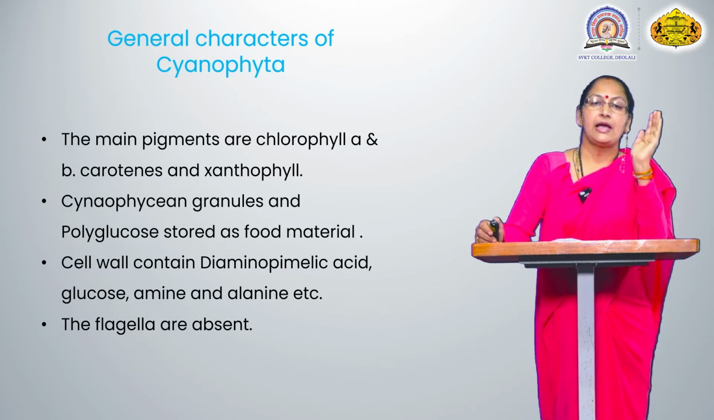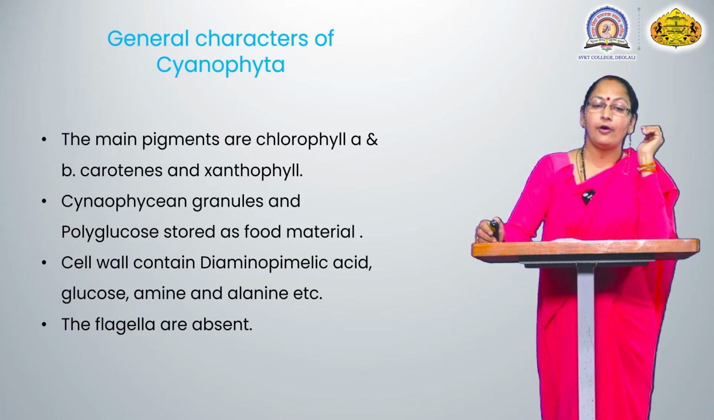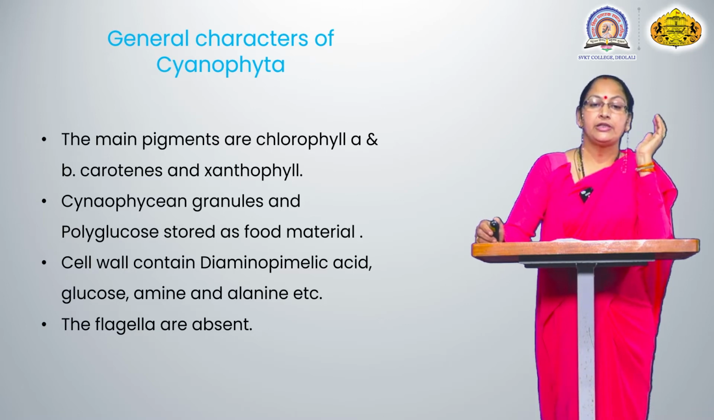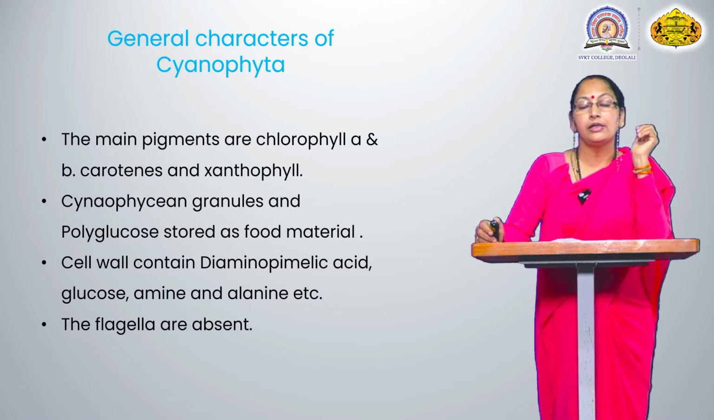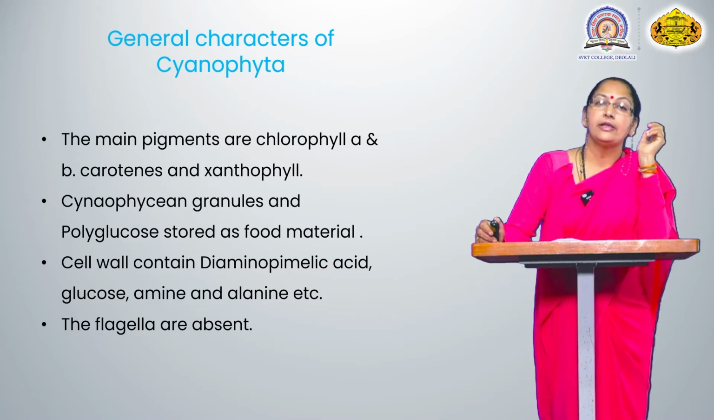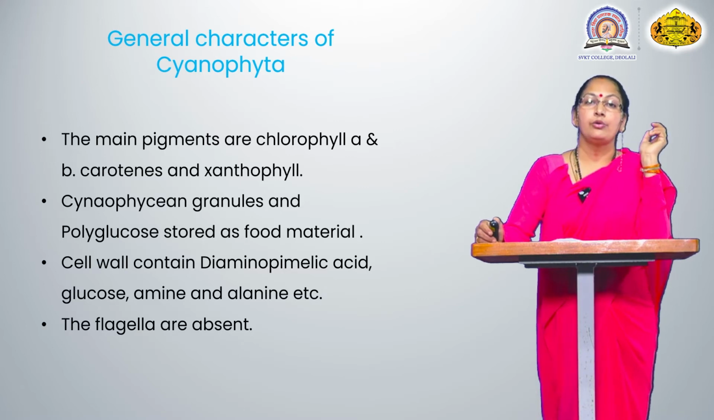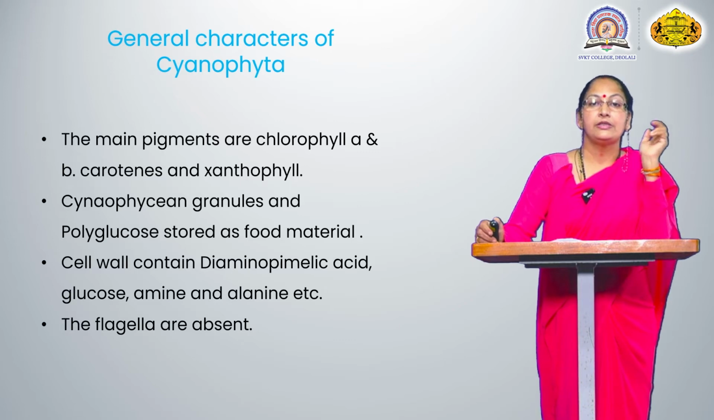diaminopimelic acid. The cell wall contains diaminopimelic acid. It is one type of peculiar character present in the Cyanophyta. This cell wall is made up of these acids. Glucose, and also amines and amino acids, are present in the cell wall content. It is important: the cell wall contains diaminopimelic acid, also glucose, then amines and amino acids, in the Cyanophyta taxa or the cyanophycean algae.